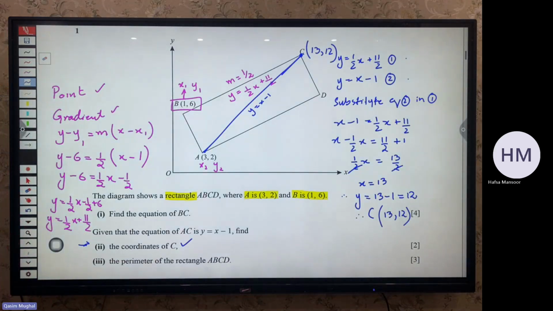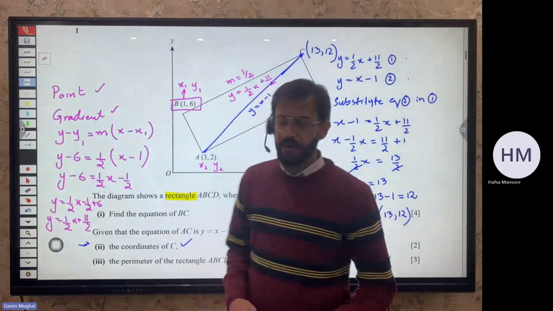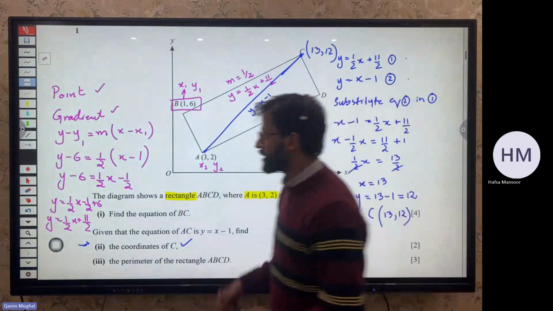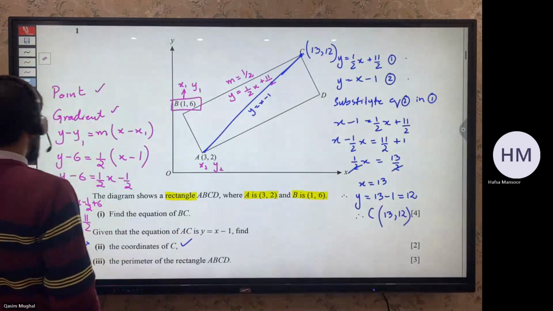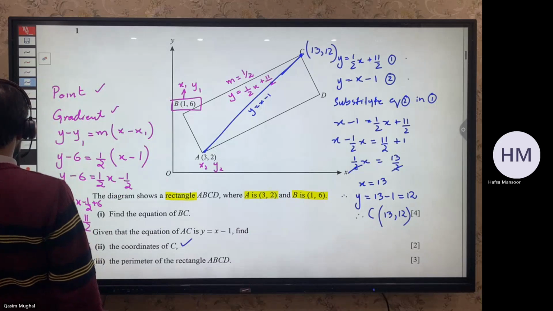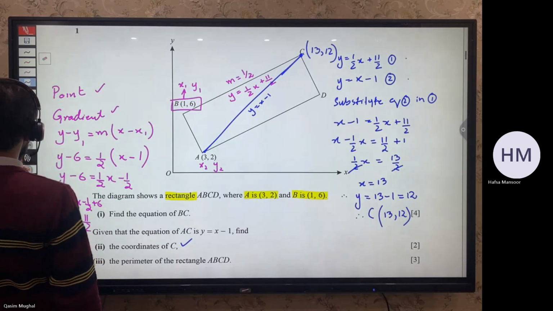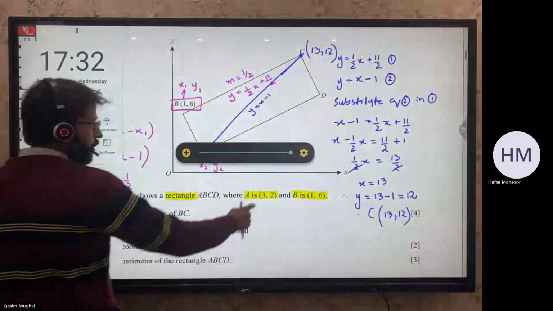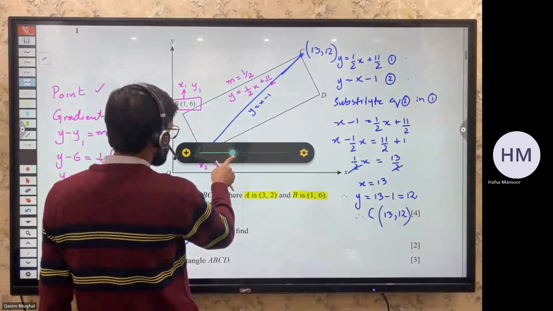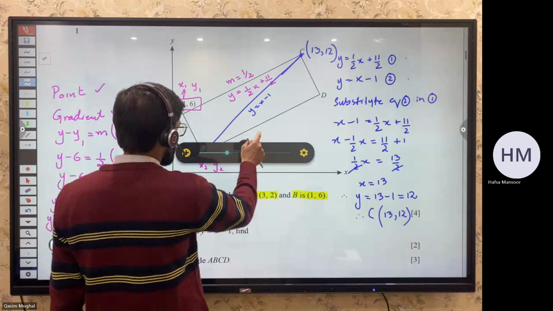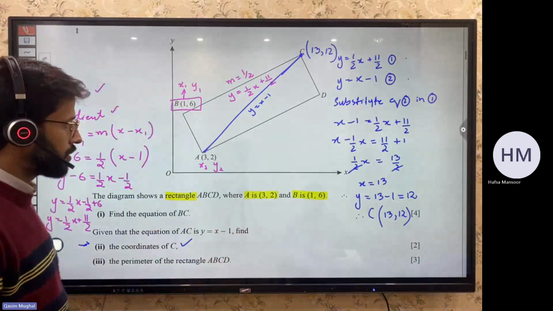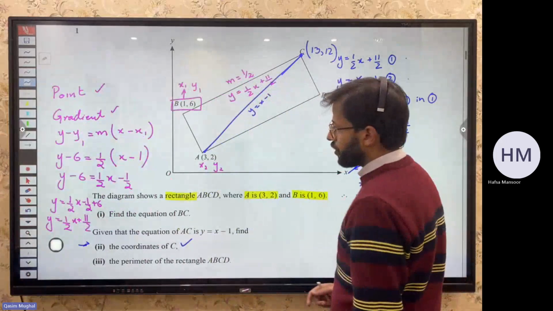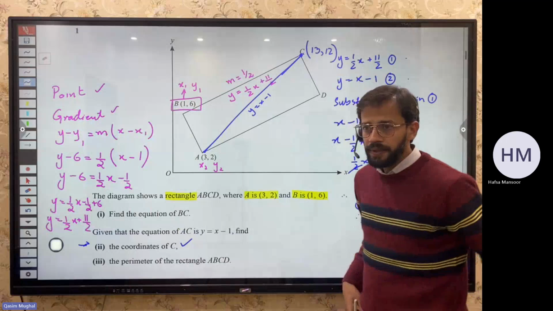The perimeter of the rectangle ABCD. What is the definition of perimeter? What do we mean by perimeter? We add up all the sides together. Is it dim enough? It's bright. Better. Okay. Perimeter of ABCD.